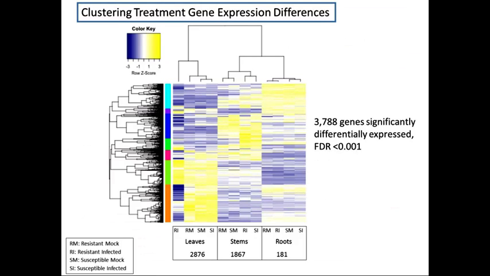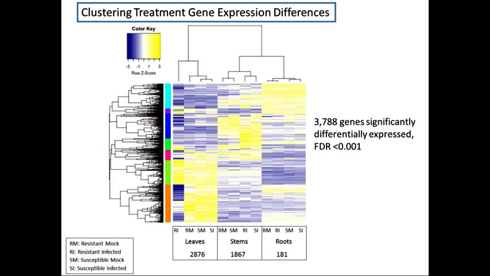Switching gears a little bit and looking at the treatment effect, differences in the infected versus mock infected, regardless of the genotype. In this comparison, there were 3,788 genes significantly differentially expressed. So on this heat map, there are 3,788 lines going down. It's organized by tissue and treatment on the bottom and expression pattern on the side. This colored bar graph has grouped all of these genes into 7 different clusters, and all the genes in a cluster should be expressed similarly.